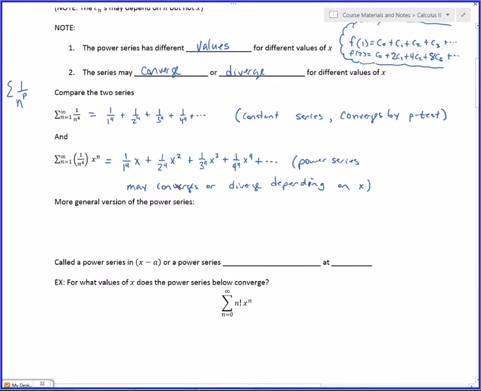Now, I don't want to do it with this series yet, but in a minute we're going to come back and talk about how we determine whether or not it diverges or converges in general, how we find those sets of x. In fact, that's the example down here. For what values of x does the power series below converge? So we'll come and look at that in just a second.